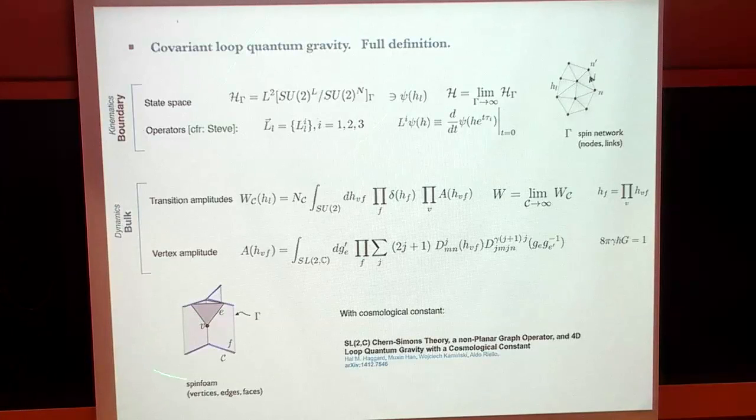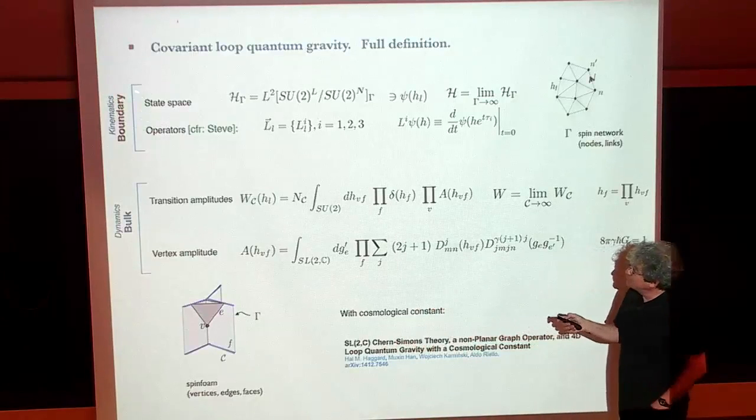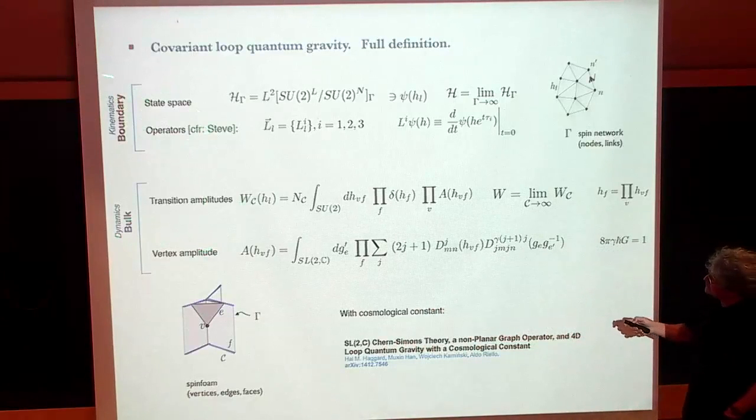So that's loop quantum gravity in its covariant version in one single transparency. All you want to know about loop quantum gravity is here. So how is it defined? Well, it's defined in two steps, the kinematics and the dynamics, so to say. The kinematics is the boundary.